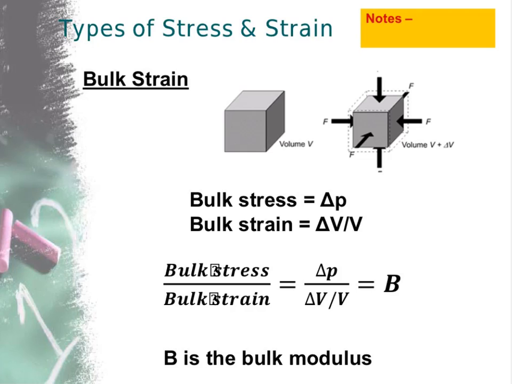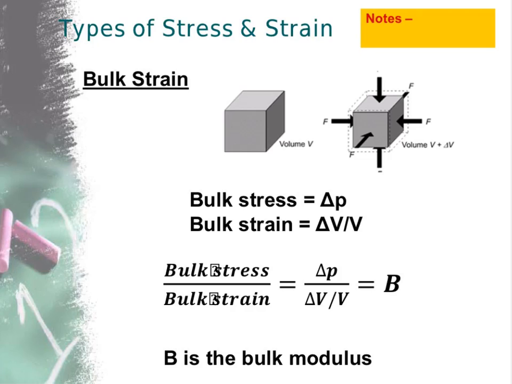So if I wanted to take bulk stress divided by bulk strain, as long as the bulk stress and the bulk strain are small, we can say that they are directly proportional, which means if you take one divided by the other, you are going to get a constant. That constant depends on the material that the cube is made out of. And this letter B, or this variable B, is called the bulk modulus.